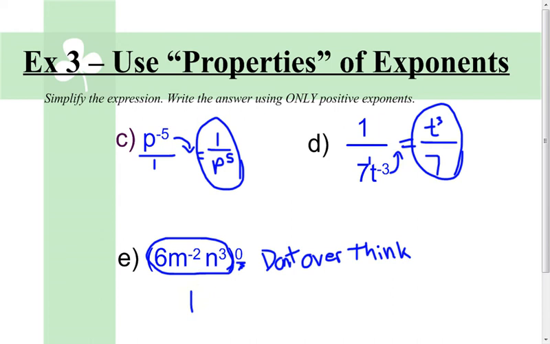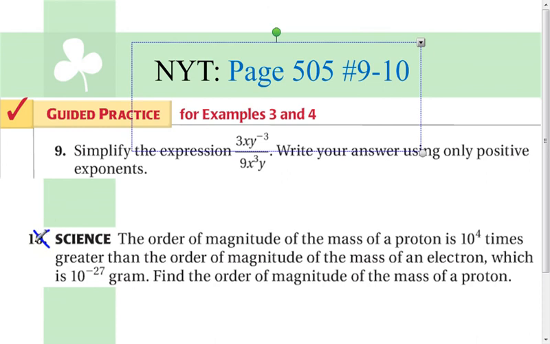Okay? I'm going to give you one more problem to try, and then I'll give you guys your assignment. So don't worry about number 10 right now. Do number 9. So number 9 says simplify this expression. This is, again, from the textbook, but I wrote it out here for you. So you want to simplify it and write your answer using only positive exponents.